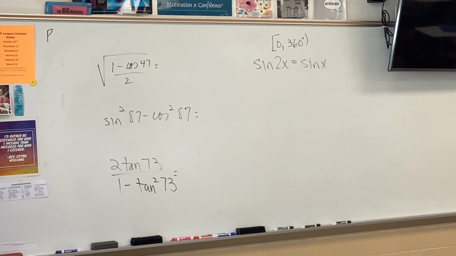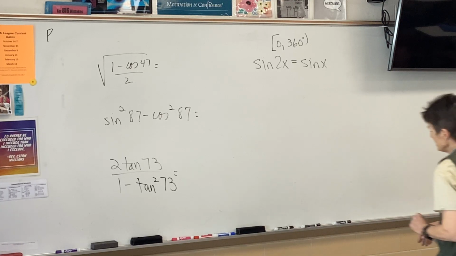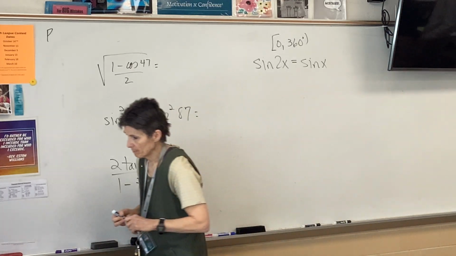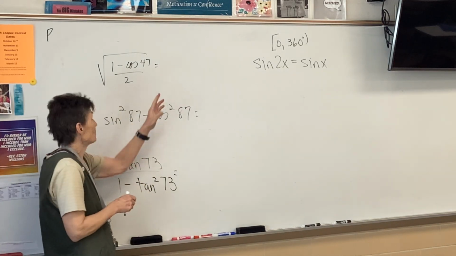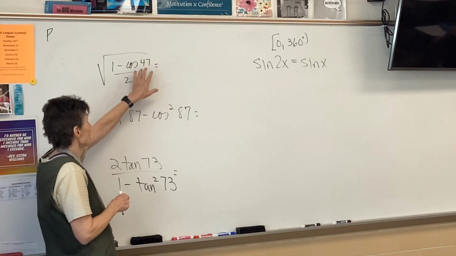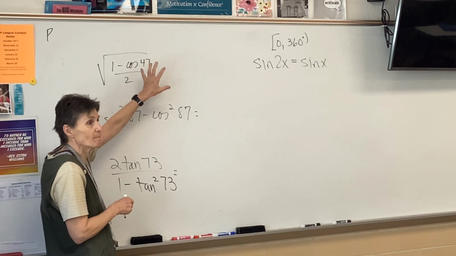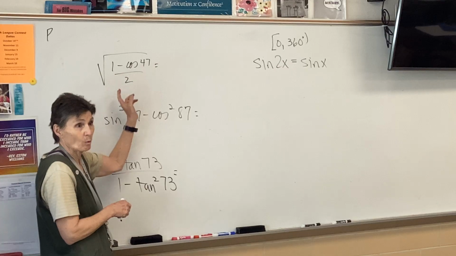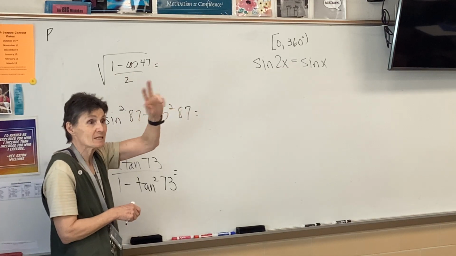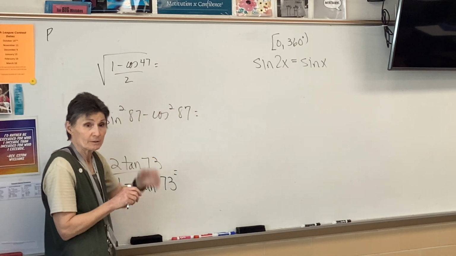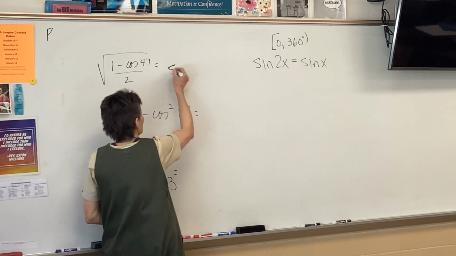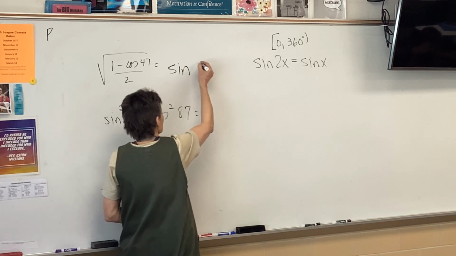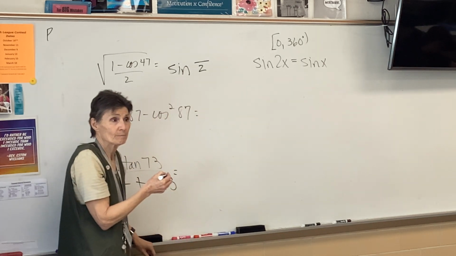You have to figure out which formula is represented. So you need to look on your reference sheet, and you're looking for, now there won't be anything with a 47 in it, obviously. That'll be an x or a theta or some variable. But you're looking for a square root, 1 minus cosine over 2. Do you see that? That is the formula for the sine of your angle over 2.